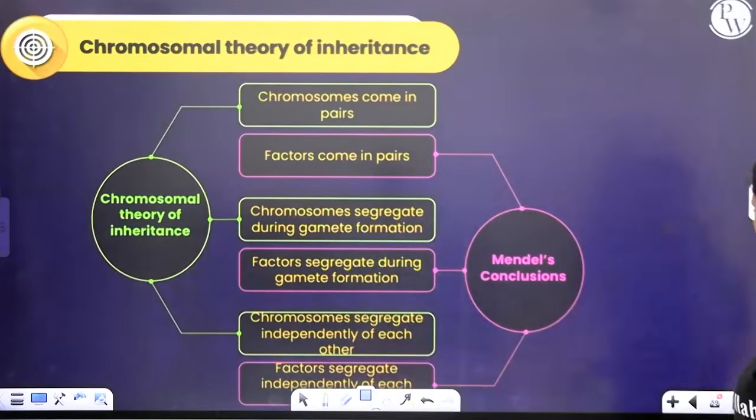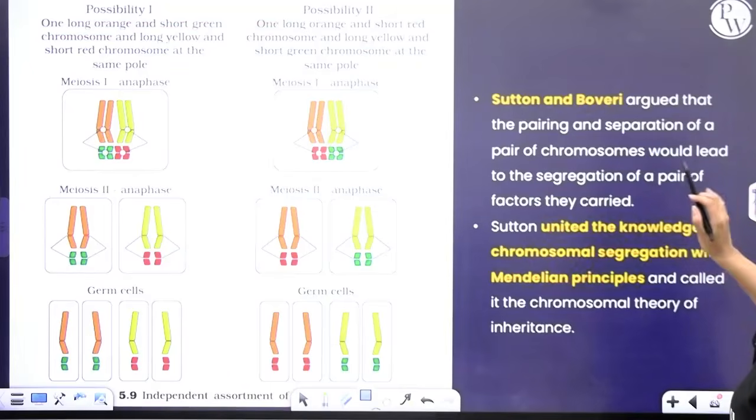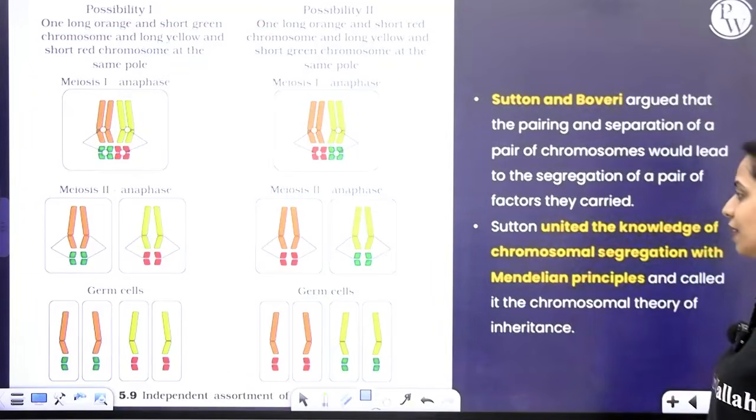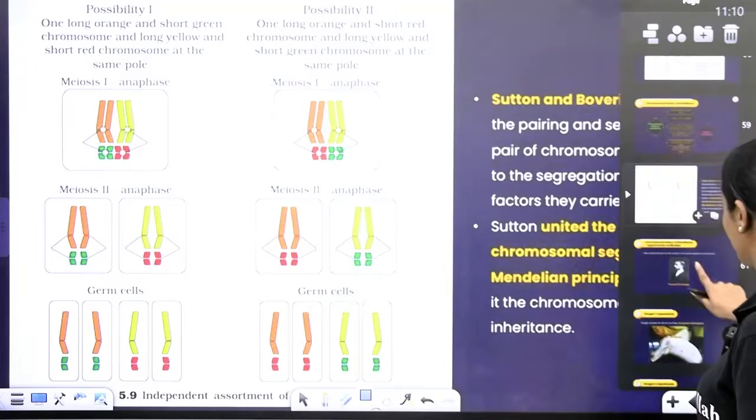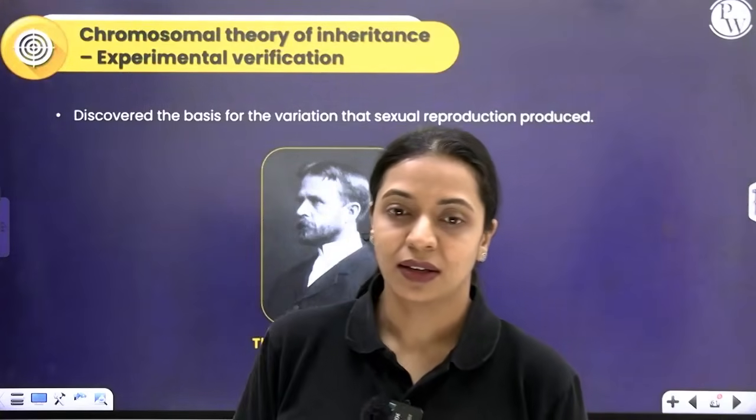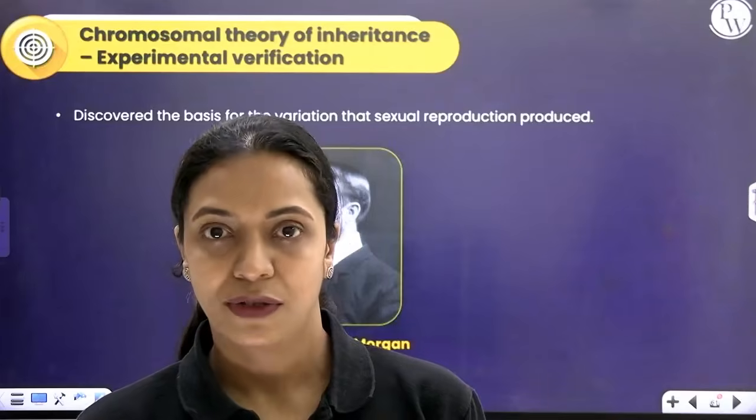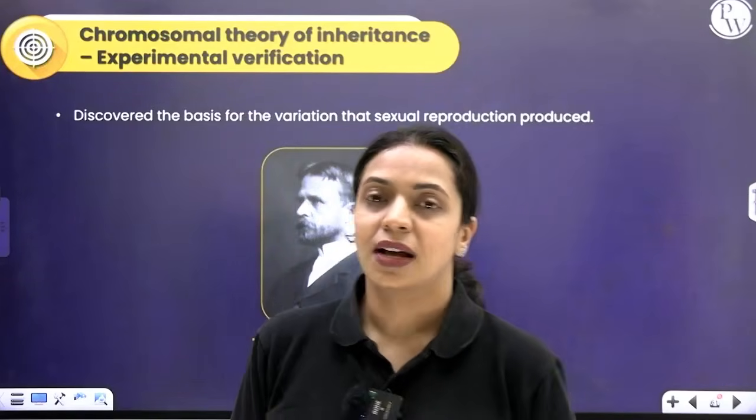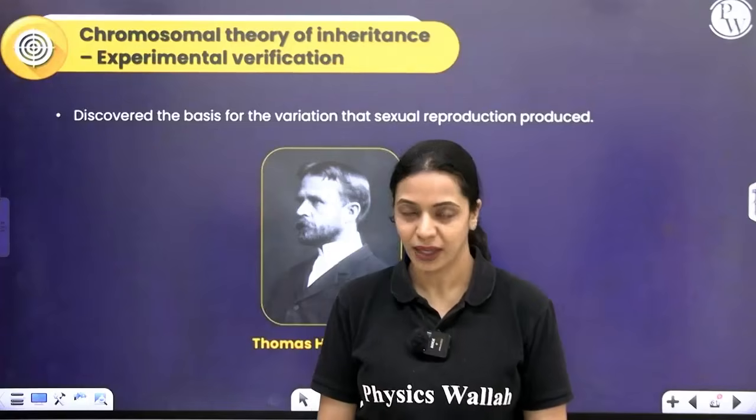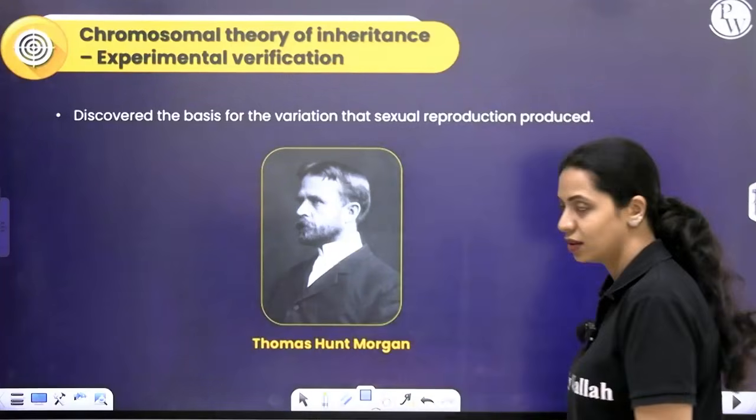So they united the knowledge of chromosomal segregation with the principles of Mendel, and they called it the chromosomal theory of inheritance. Now, in order to prove the chromosomal theory of inheritance experimentally, Thomas Hunt Morgan conducted some experiments. So, this is Thomas Hunt Morgan.